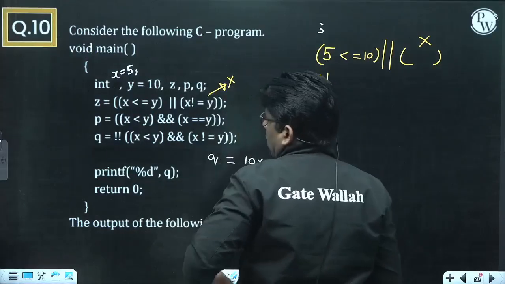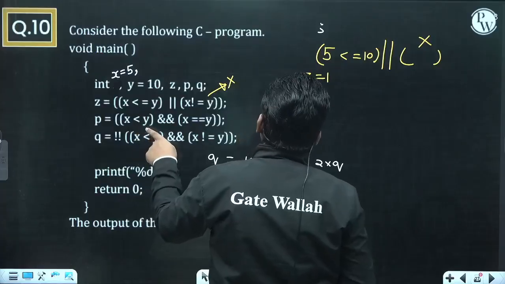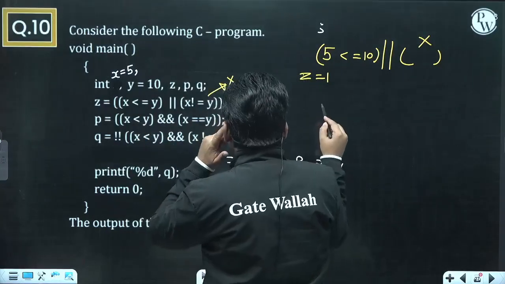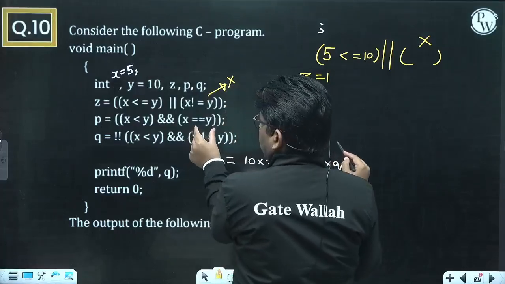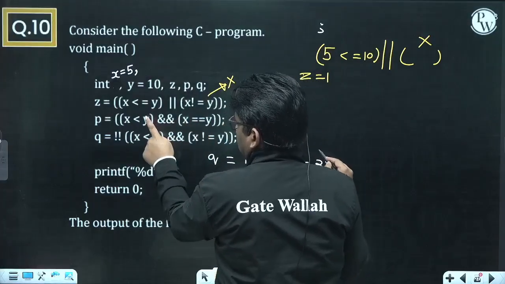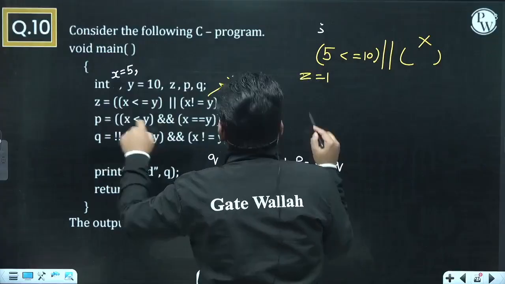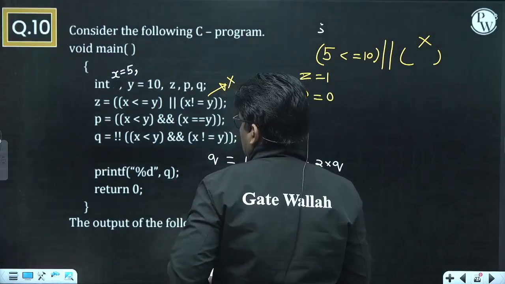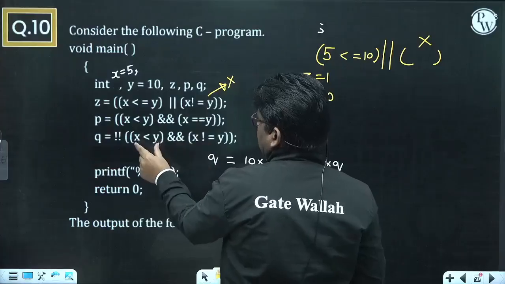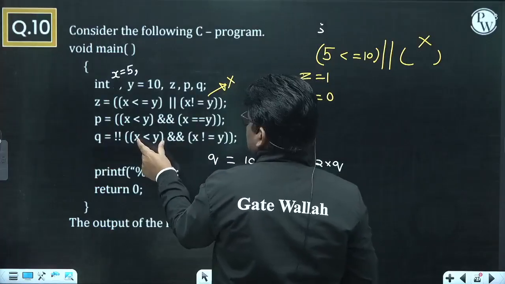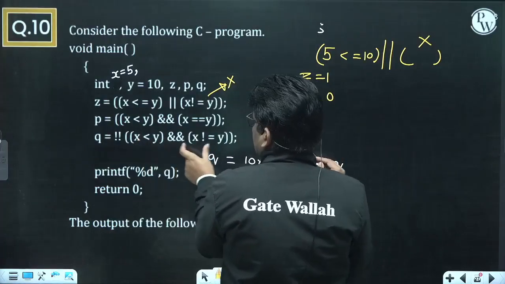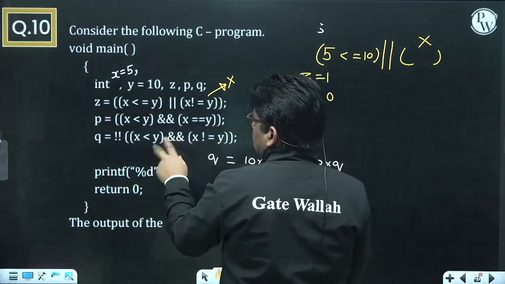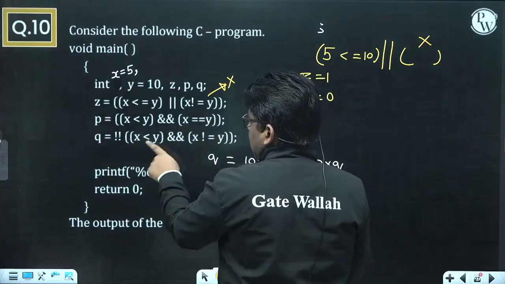Now, x less than y is still true. x equal to y is false. That is why true and false. So what is the value that goes inside P? P becomes 0. Now, because of the bracket, x less than y is again true, and x not equal to y is again true. That is why for all these brackets, the answer is 1.